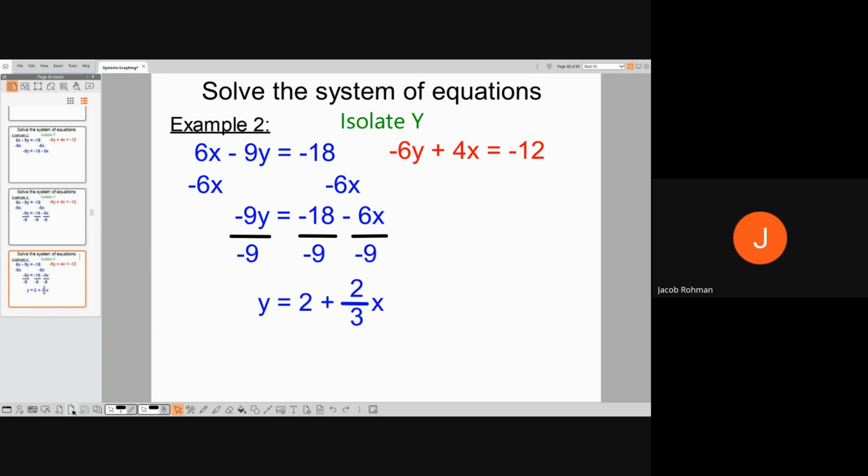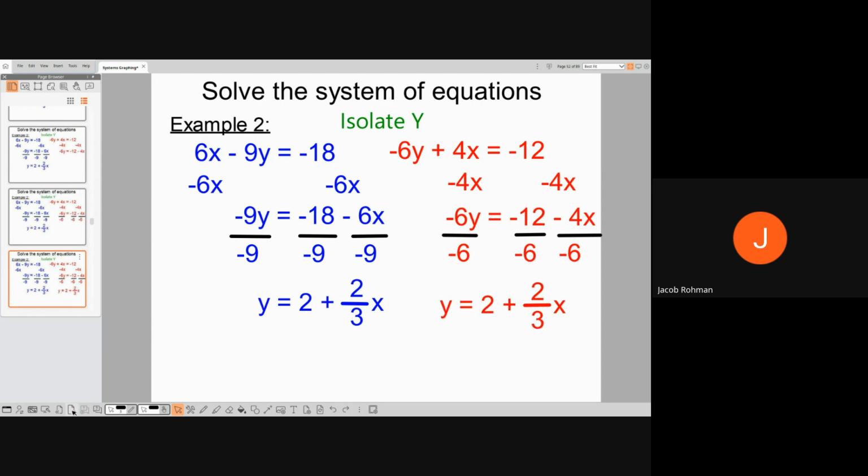So now let's look at the second equation. We're going to isolate the y. Subtract 4x from both sides. That gives you -6y equals -12 minus 4x. Divide everything by -6, and then you're going to be left with y equals 2 plus 2/3 x.